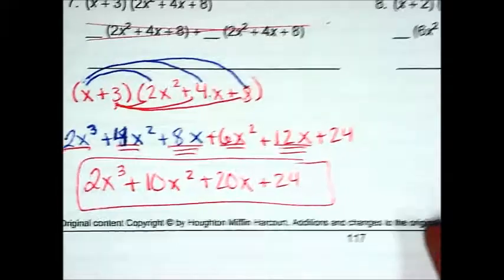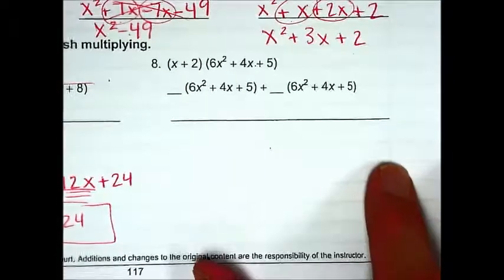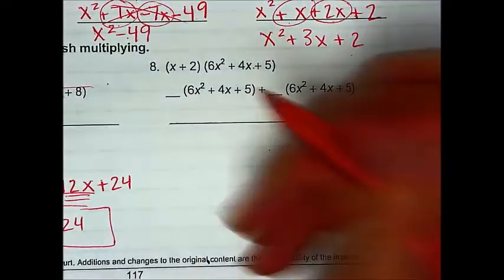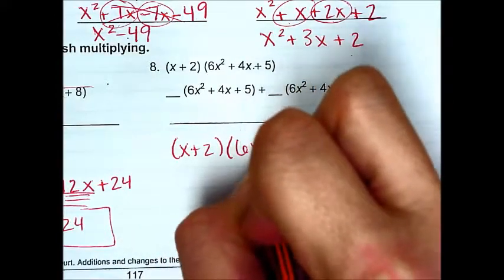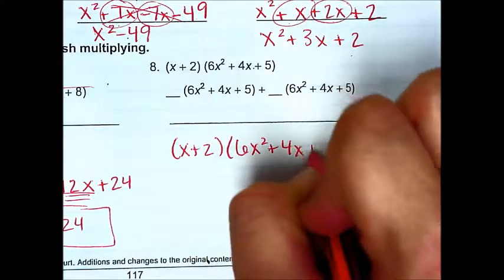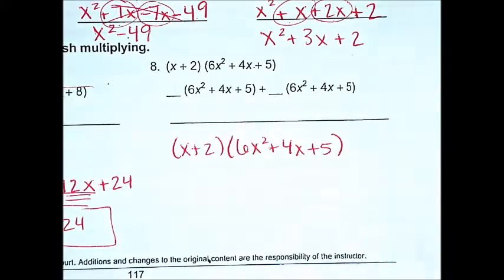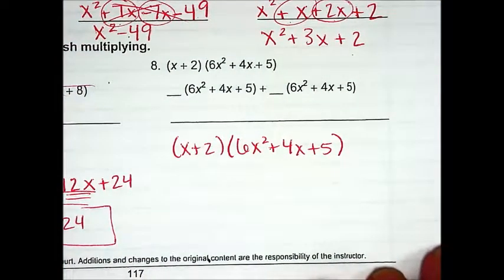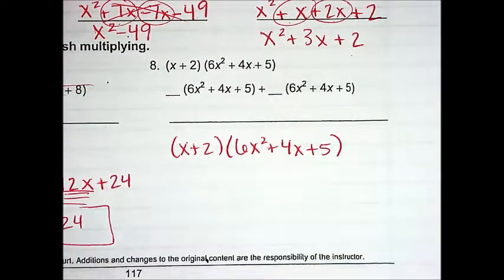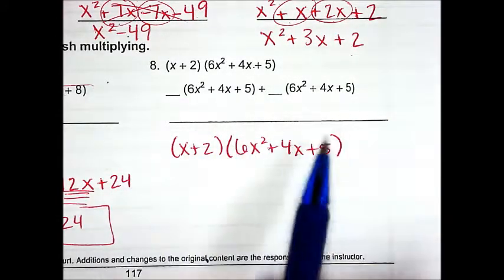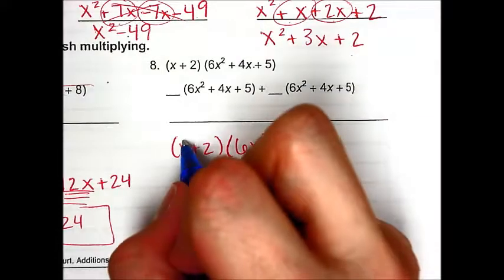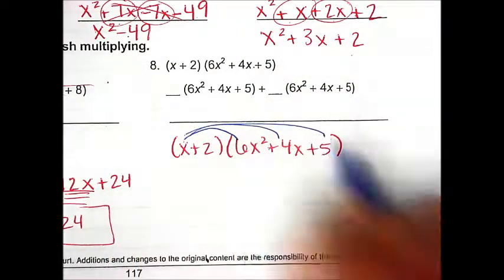Okay, let's do it again. One more time on the giant distribution problem. Okay, so x plus 2 times 6x squared plus 4x plus 5. There we go. I'm just recopying it for more room. Okay, so I'm going to take this one, that's the shorter one, because then I only have to do x times everything and 2 times everything. I need to do everything times x.